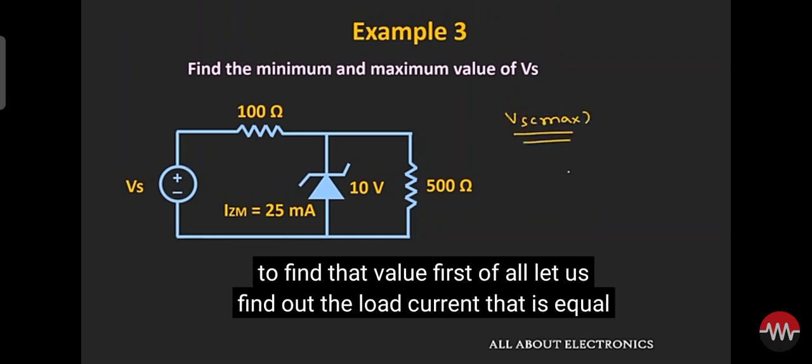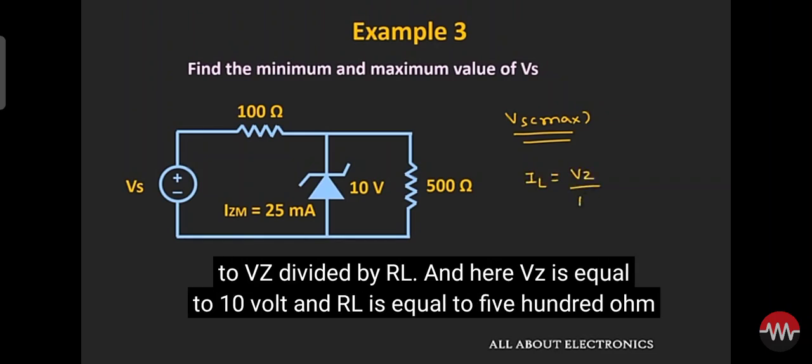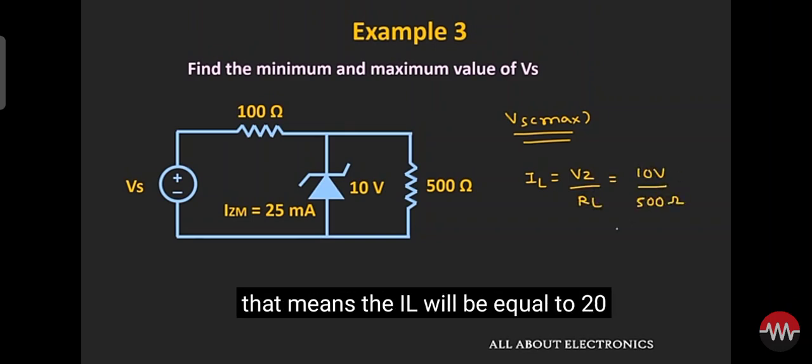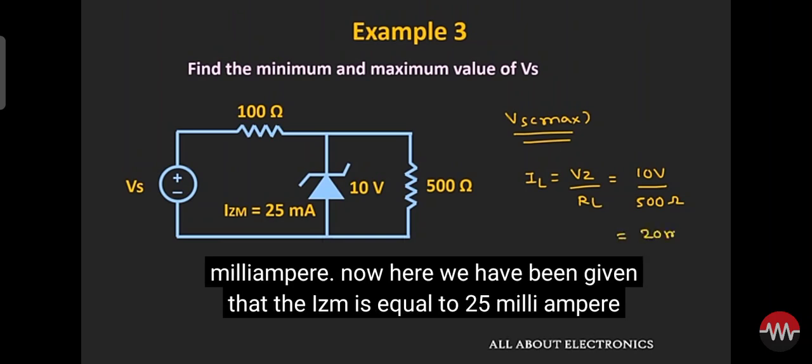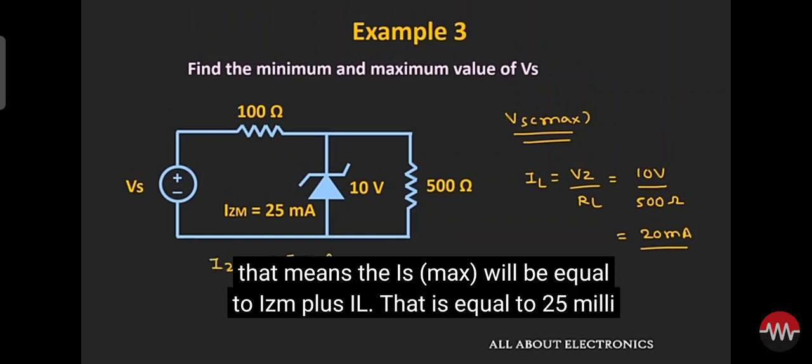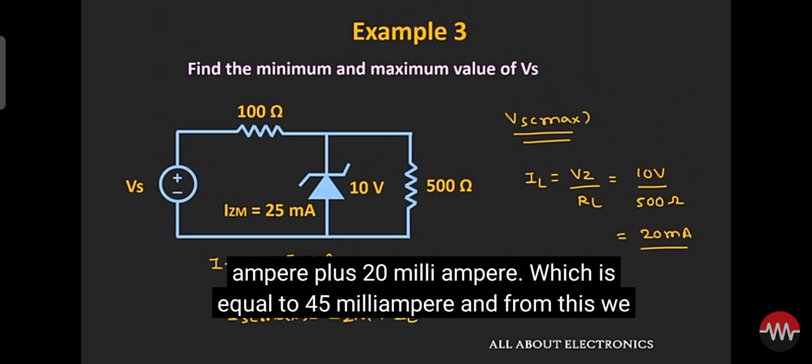Now to find that value, first of all let us find out the load current, that is equal to Vz divided by RL. And here Vz is equal to 10 volt and RL is equal to 500 ohm. That means the IL will be equal to 20 milliampere. Now here we have been given that the IZM is equal to 25 milliampere. That means the Is max will be equal to IZM plus IL, that is equal to 25 milliampere plus 20 milliampere, which is equal to 45 milliampere.